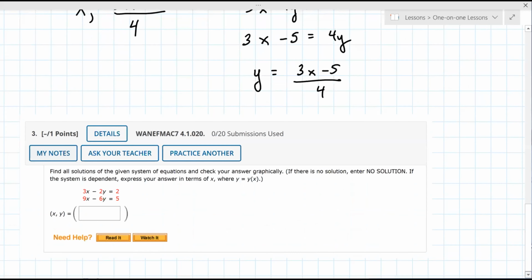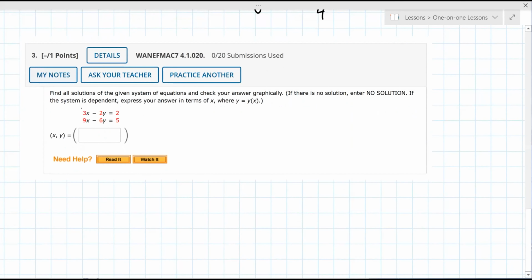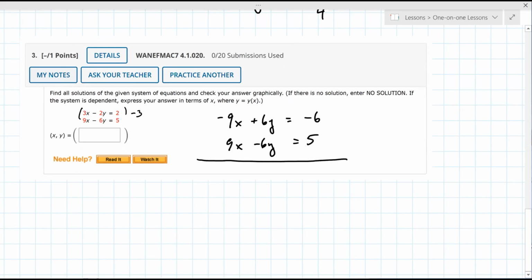So we're using elimination again. I'm going to get rid of the x, just a preference I have. I'm going to multiply the top equation by minus 3. So that's minus 9x plus 6y equals minus 6. 9x minus 6y equals 5. When you add it up, this time you get 0 equals negative 1.